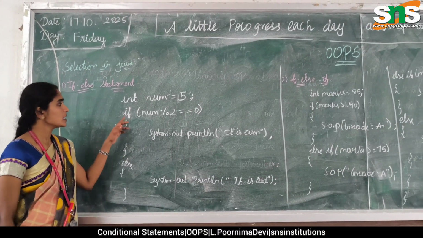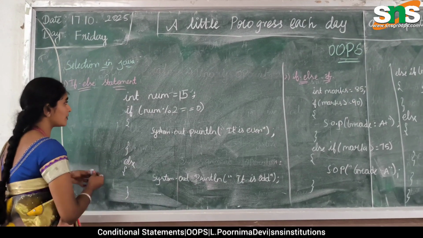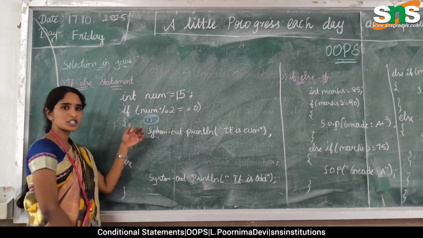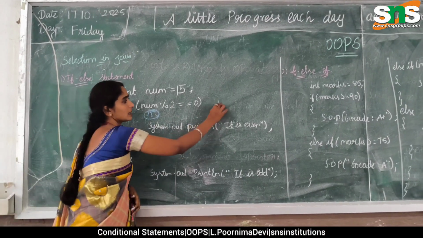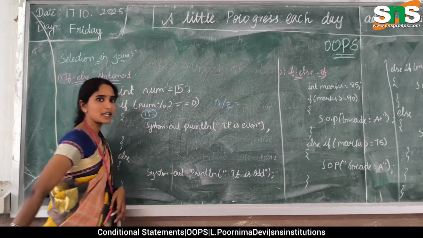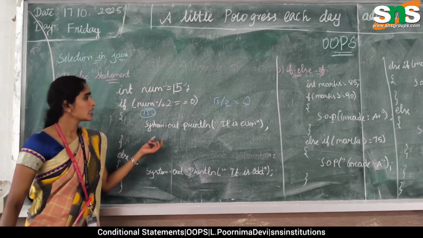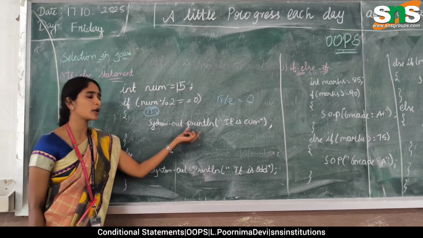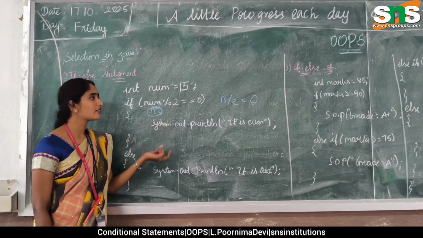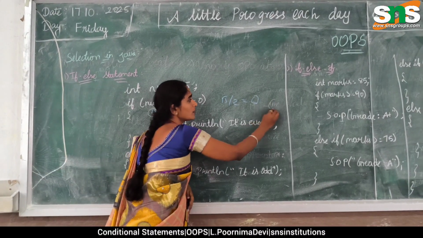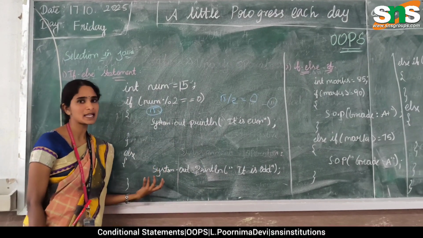So I check the number. If I give the value as 50, the number is 50, and the condition will be checked. If the remainder is 0, the condition is true, and the System.out.println statement, this is even, will be executed. If the condition is false, the remainder will be 1, and we execute the else part.